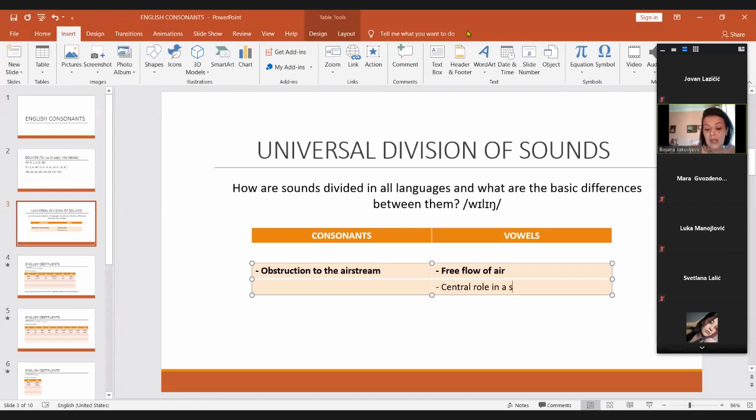They carry the syllable. There are some consonants, by the way, which can do that, but a very small number of them. Consonants usually have a marginal role in a syllable. Some of them can carry a syllable, like when you say beaten, but most often they don't. Vokali su ti koji nose slog. Konsonanti uglavnom imaju potpuno marginalnu ulogu u slogu. And that would be a second important difference. Is this okay?